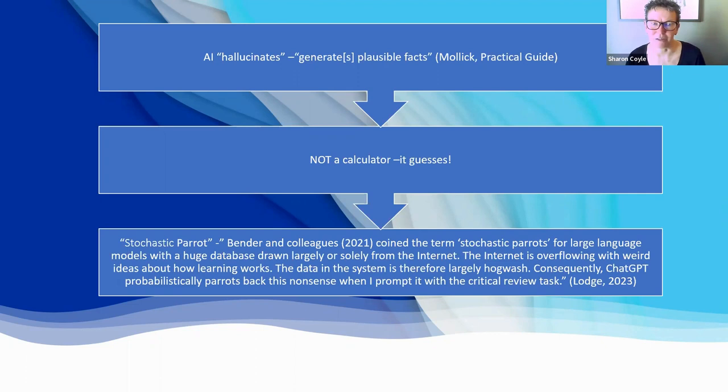This is a quote from one of the articles about how learning works. This is a university professor who was getting his education students to analyze the project that they had done. And ChatGPT wasn't good at it because the data in the system was basically wrong. It was largely hogwash, are his words. So consequently, ChatGPT just probabilistically parrots back the nonsense when he prompted it with a critical review task. That's one of the things it's not good at: something where there's lots of incorrect information floating around out there.